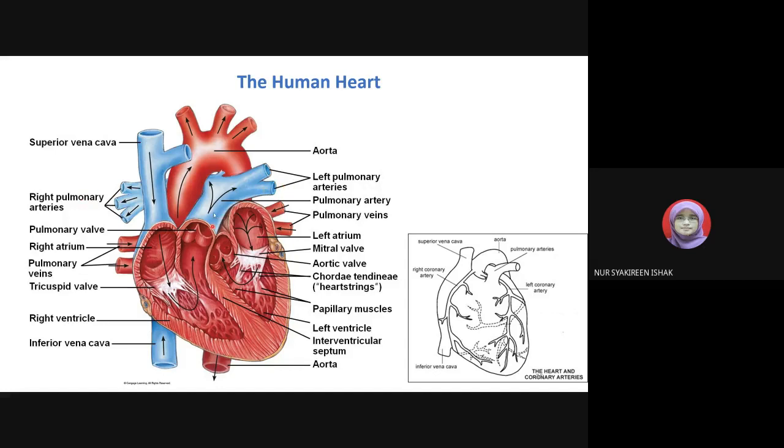Okay, so the blue color here indicates that it carries oxygen poor blood. Okay, so oxygen poor blood will go to the left lung, will go to the right lung through the left pulmonary artery, through the right pulmonary arteries. So in the lungs, gas exchange will occur. From oxygen poor blood, it becomes oxygen rich blood.